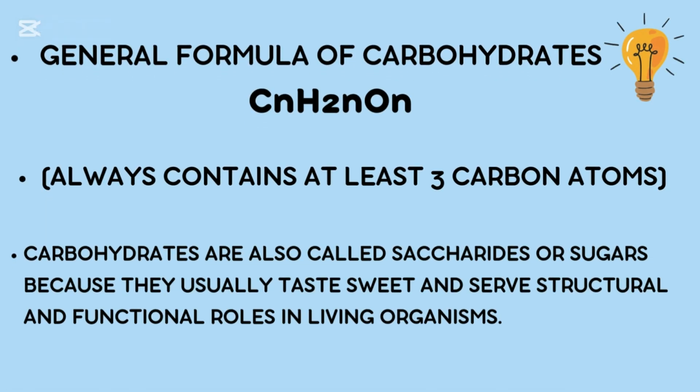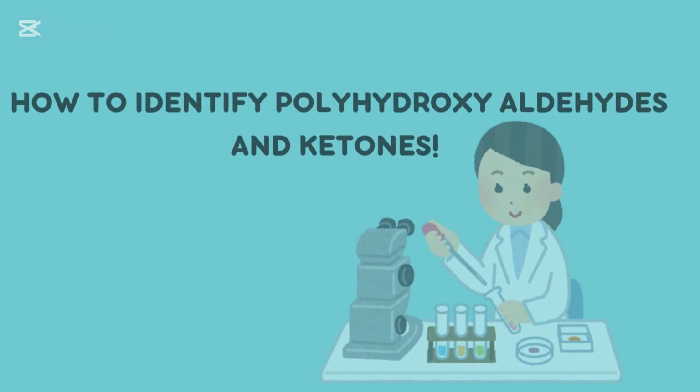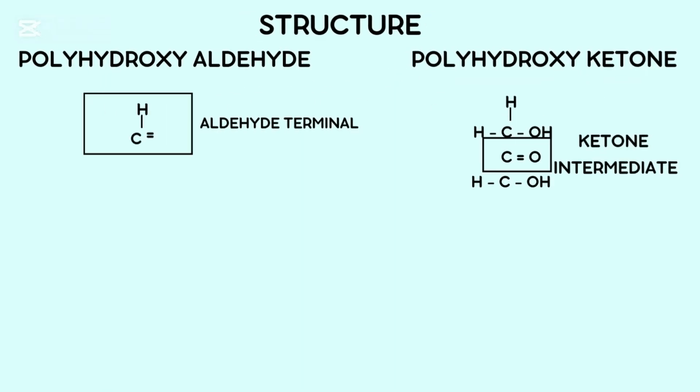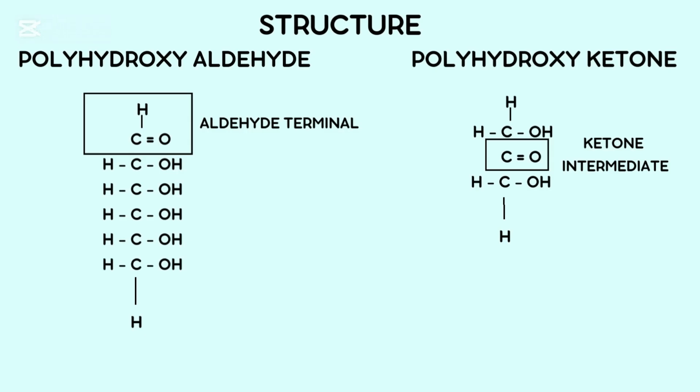General formula of carbohydrates. The general formula of carbohydrates is CnH2nOn, which always contains at least 3 carbon atoms. Carbohydrates are also called saccharides, or sugars, because they usually taste sweet and serve structural and functional roles in living organisms. Now, let's dive deeper into how to identify polyhydroxyaldehydes and ketones.